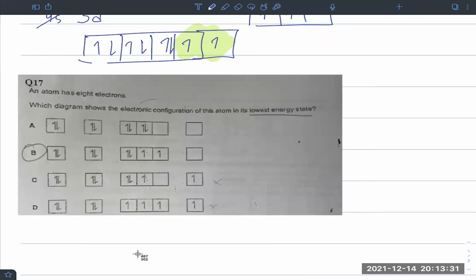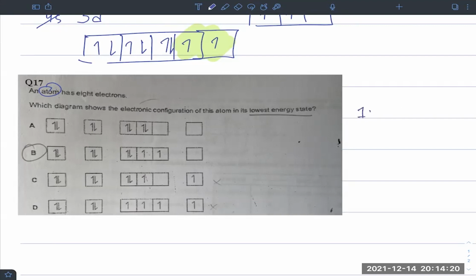Okay, an atom has 8 electrons. Which diagram shows the electronic configuration of this atom in the lowest energy state? By the way, what is the charge on this particle? On which particle? This thing. An atom has 8 electrons, which diagram shows the electronic configuration. What is the charge on it? They're clearly saying it's an atom. Yeah, it will be 0. It's an atom. So 8 electrons, what's the configuration?